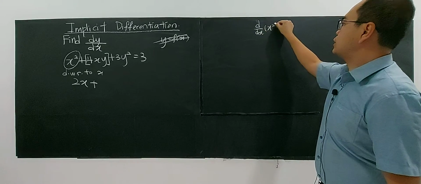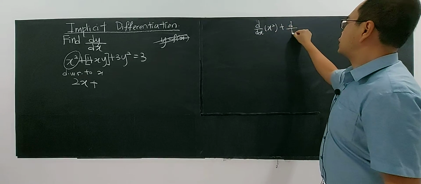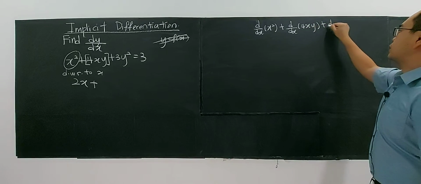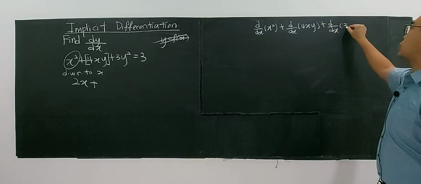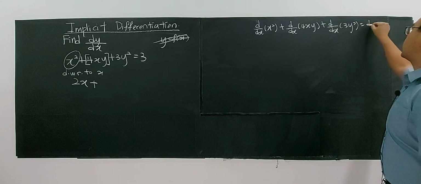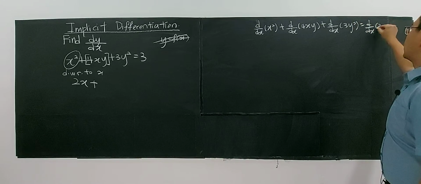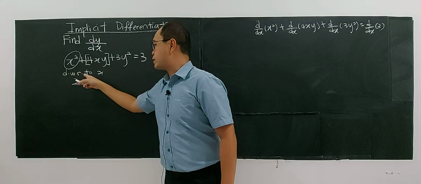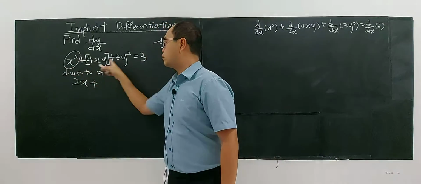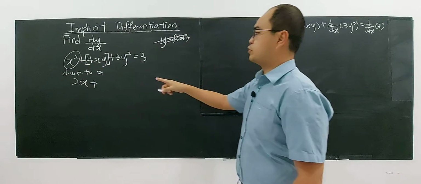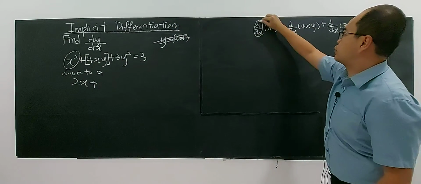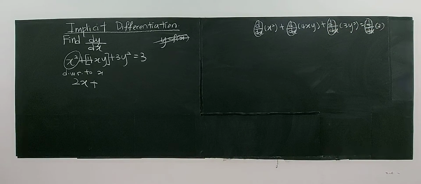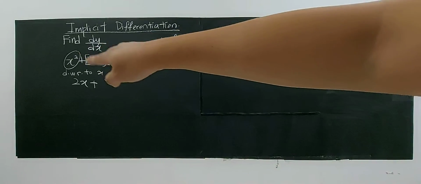We are differentiating x squared, we are differentiating 4xy, then we are differentiating 3y squared and differentiating 3. When I say differentiate with respect to x, it means that all the terms here, I will differentiate with respect to x. That's the meaning.